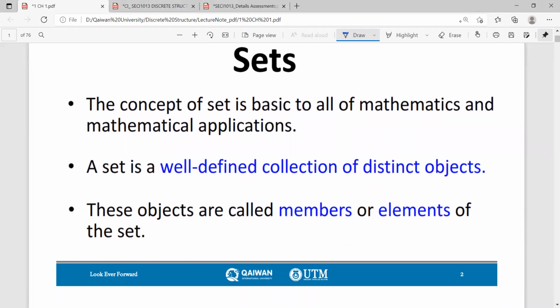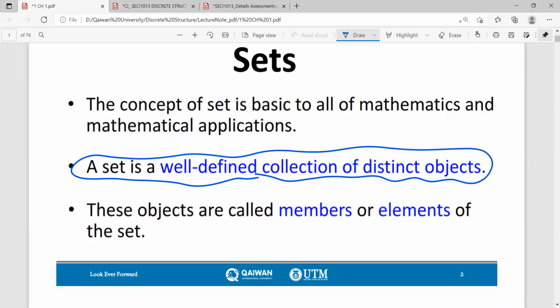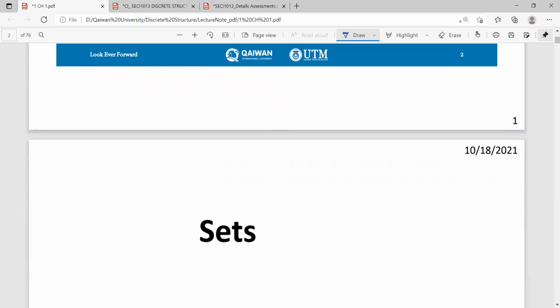we say a set is a well-defined collection of distinct objects. This is the definition of a set. And the objects are called members or elements. For any set, we have some objects in it. And the objects are called members or elements.